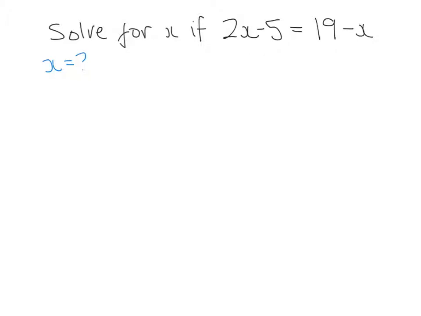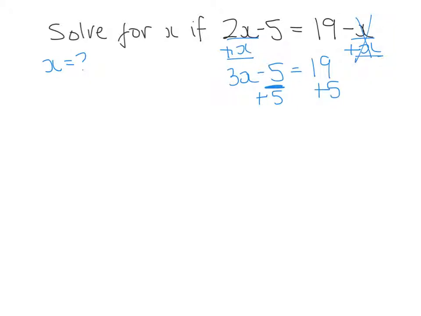So let's see. If I plus x onto this side and plus x onto this side, 2x's plus another x is 3x. And that's 3x minus 5. Minus x plus x, well, they're opposites and will cancel out. Is equal to 19. Now how can I get rid of this minus 5? What's the opposite of a minus 5? Well, if I plus 5 on each side, minus 5 plus 5 is equal to, well, it cancels out and leaves just 3x. And 19 plus 5 is 24.